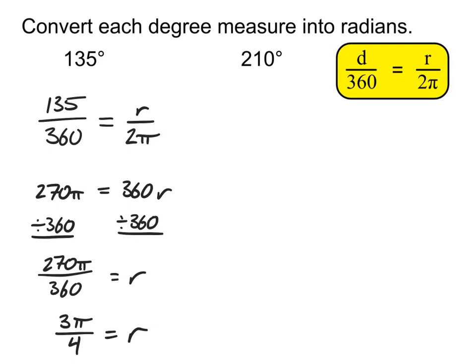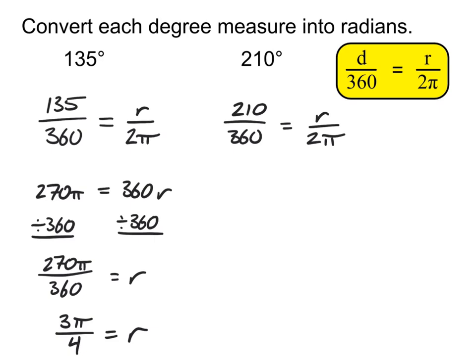So let's take a look at how we would go about converting this one into radians. Again, the number that I have here is the degrees. So I'm going to plug it in for d in my equation. So that's going to give me 210 over 360 equals r over 2 pi. Now it's just a matter of solving this for r. And I've always cross multiplied at this point in all the examples we've done here, but I'm actually going to go one slightly different direction this time.